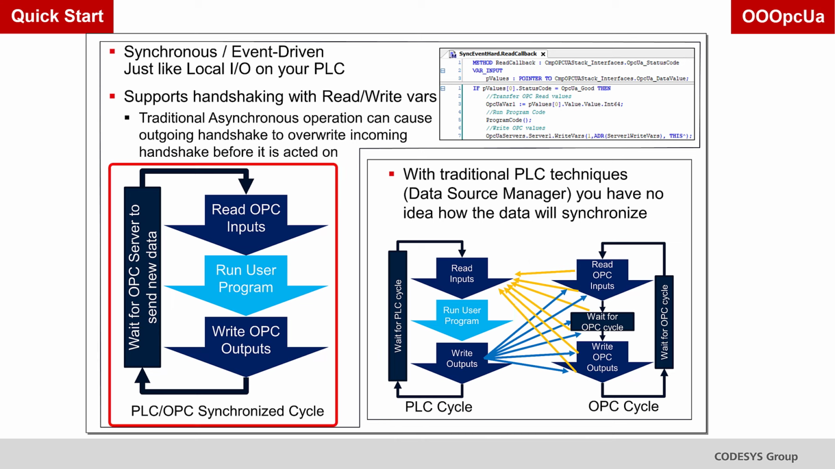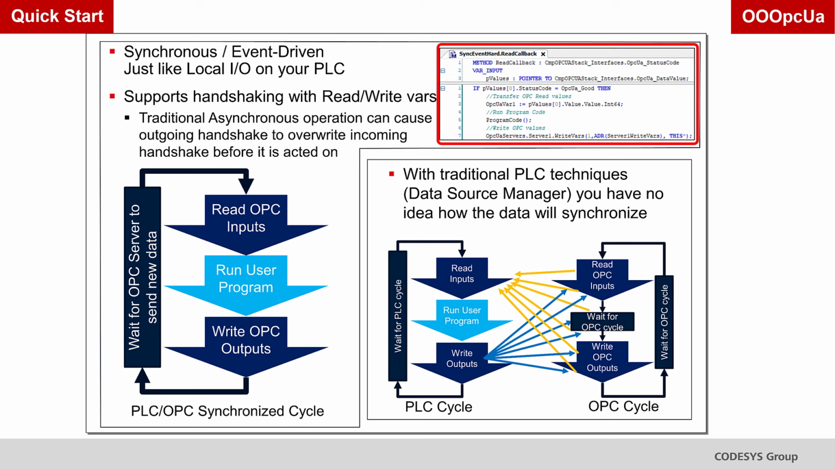Now you can do the same thing with remote OPC variables. As this snippet of code shows, the OPC client library calls you and says, hey, I've got your OPC read data. Then you check to make sure it's valid, extract the data, execute your program on that data, and then write your outputs back to your OPC. There's actually nothing in the body of this function block except to trigger the next read. This works especially well with read-write variables for handshaking.